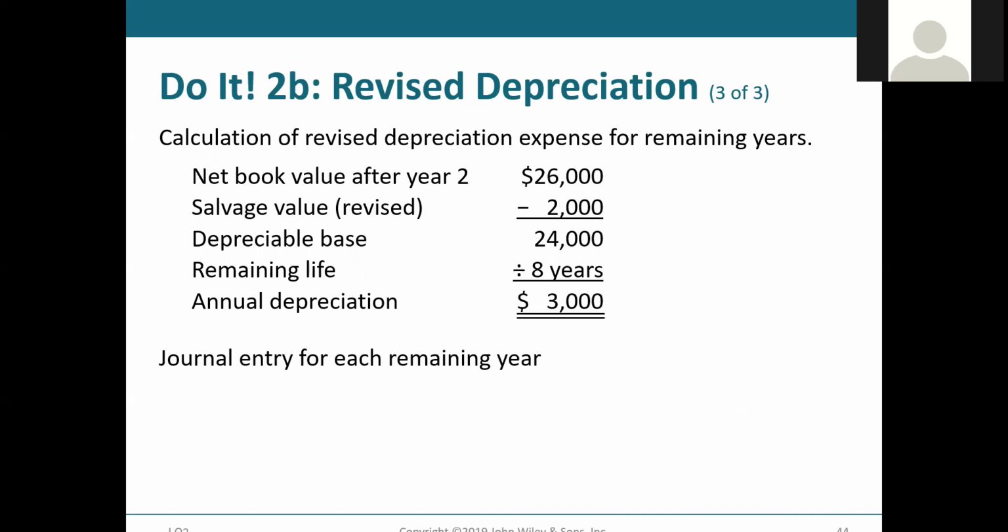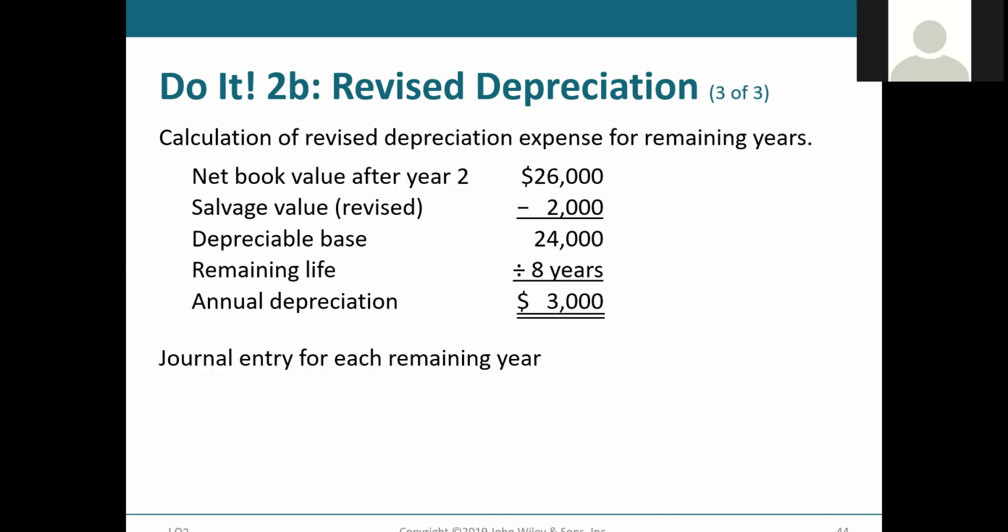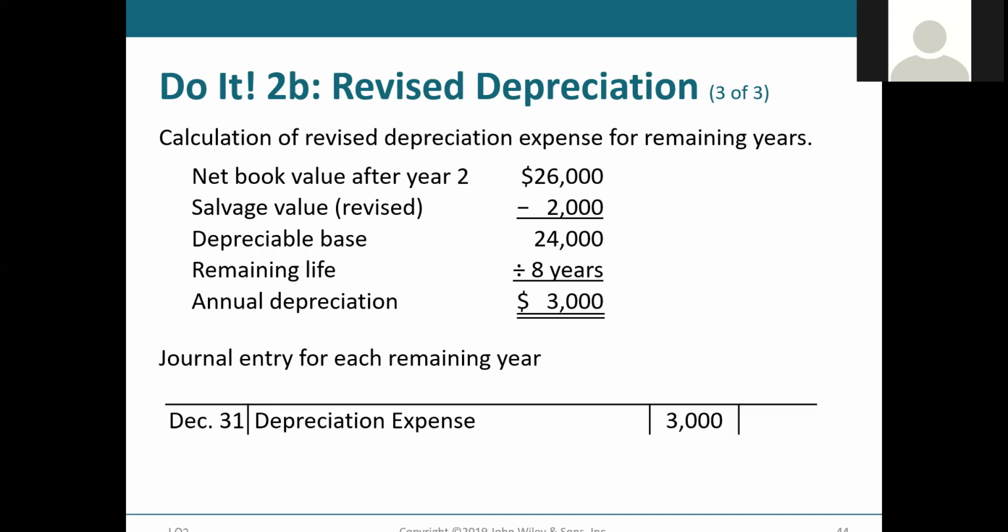These problems can be a little bit tricky. The key thing to remember is make sure you get the net book value at the time of the change in estimate. And then from there, it's just a matter of applying the new salvage value and dividing by the new years, okay? And they're finishing it up here with the journal entry. 26,000 minus 2 is 24, divided by 8 is 3,000 per year.